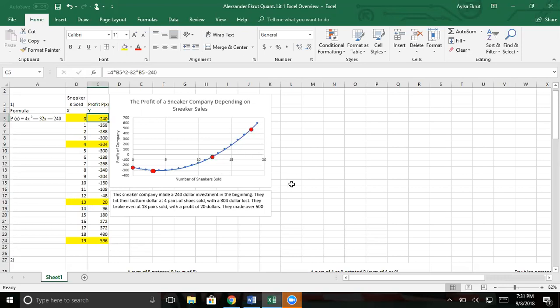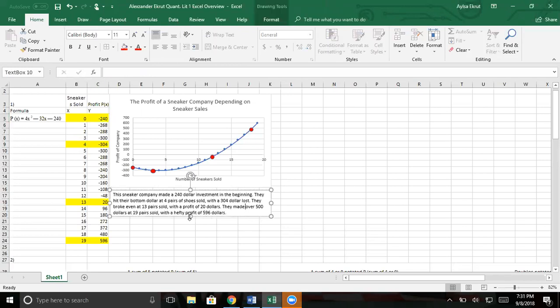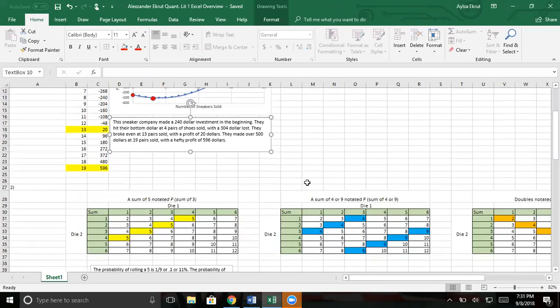A summary is the sneaker company made a $240 investment in the beginning. They hit their bottom dollar at 4 pairs of shoes sold with a $304 loss. They broke even at 13 pairs sold with a profit of $20. They made over $500 at 19 pairs sold with a hefty profit of $596. And that would be everything for the first one.